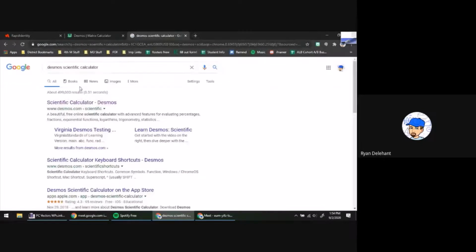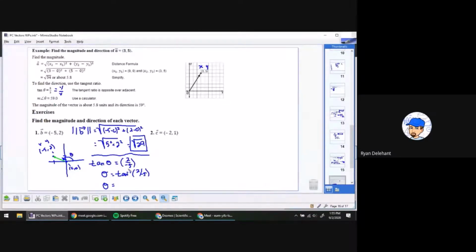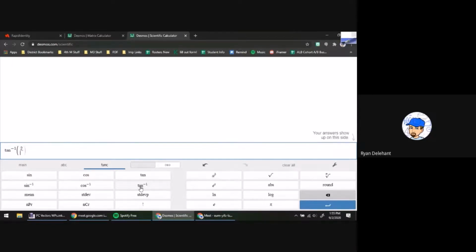We're going to go to the scientific one, because it's got the functions that I need by clicking right here. So we wanted to find the answer to inverse tangent of 2 divided by -5. Inverse tangent is in here when you click functions, and it's that tangent with the little -1 sign, and it gives you a set of parentheses. So we wanted 2 divided by -5. You see the answers show up over here. It tells us our angle is -21.8. So let's go with that for right now.